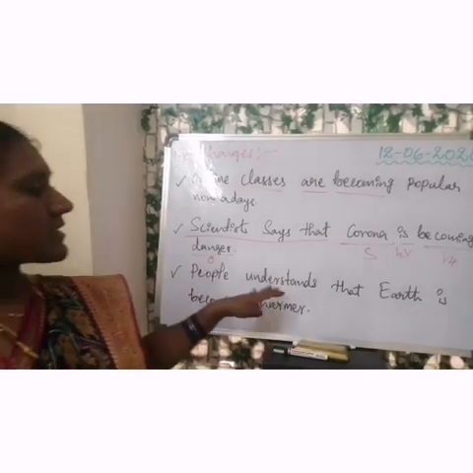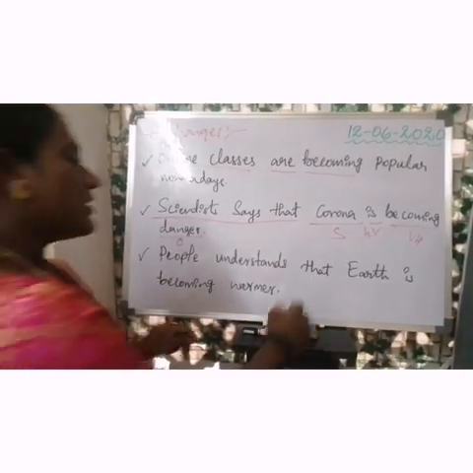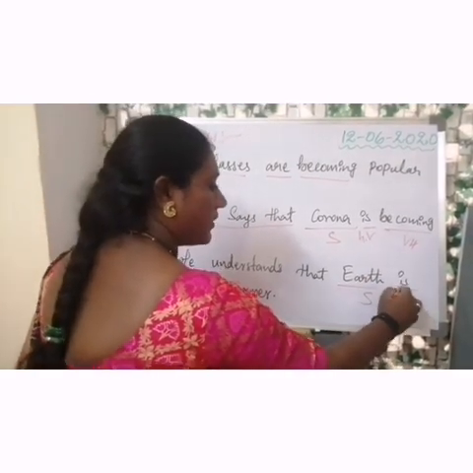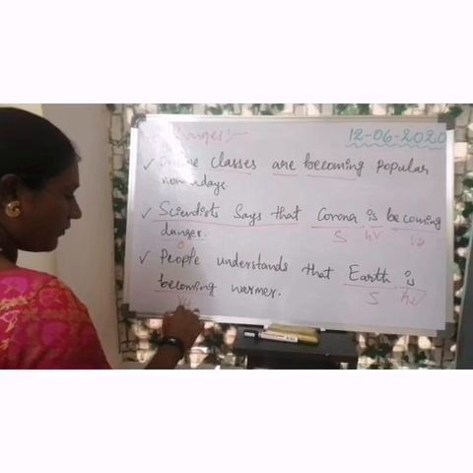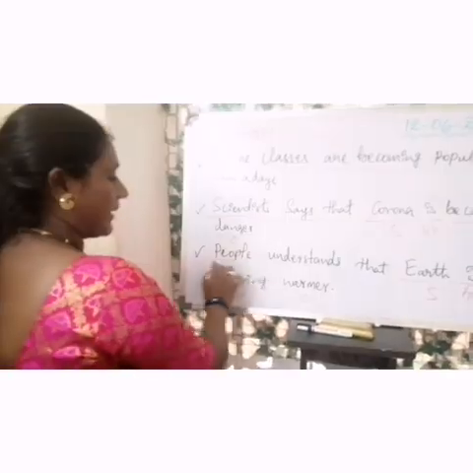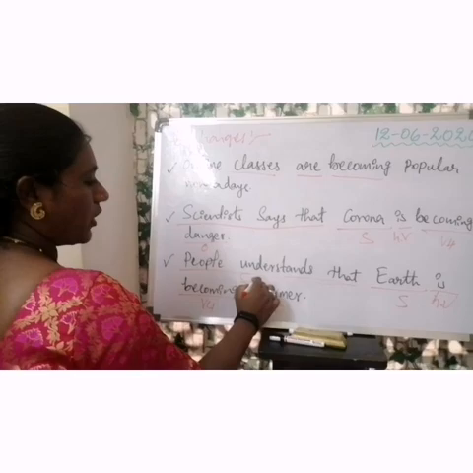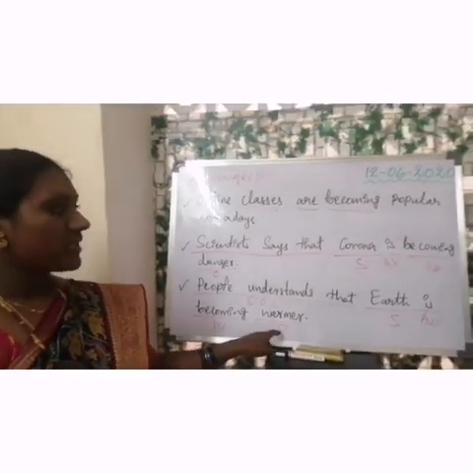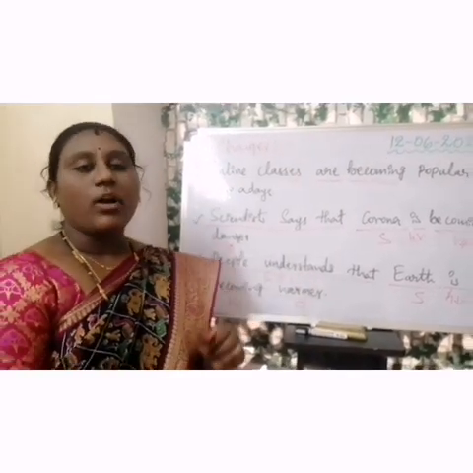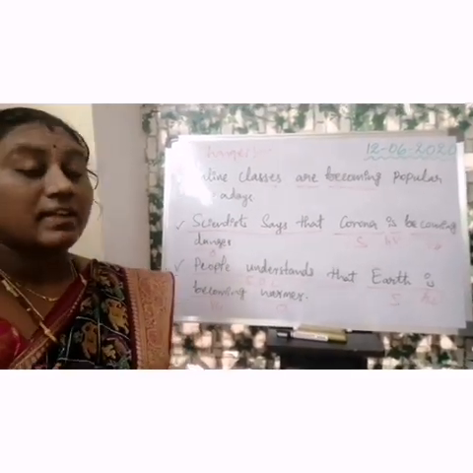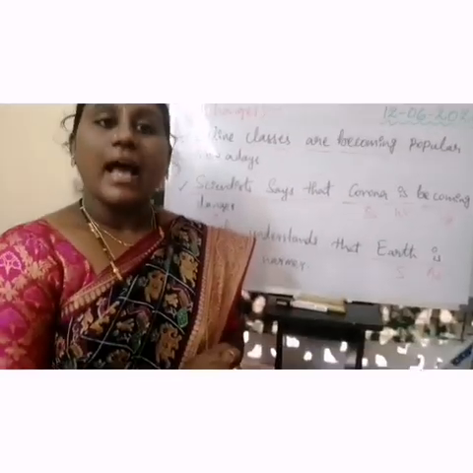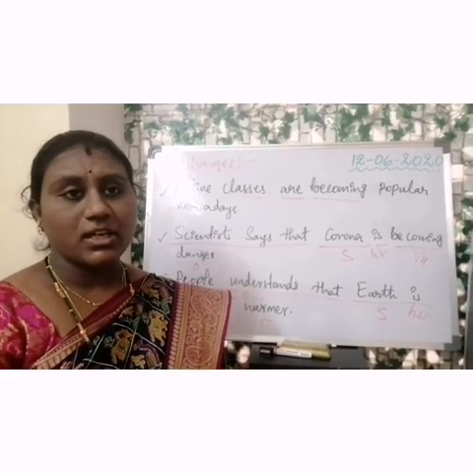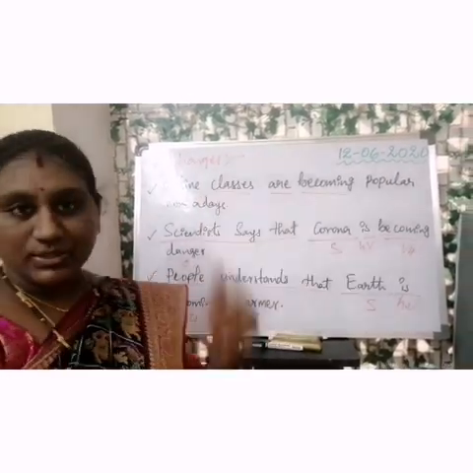And the fourth one, people understand that earth is becoming warmer. So here, earth is the subject, is a helping verb, and becoming is a verb, and warmer is an object complement. This is the secondary object complement, we can mention. And this is a primary object complement. Okay, so by using present continuous tense, we can refer to continuous actions in the present, as well as temporary activities, like the temporary changes in activities also can be referred under this present continuous tense.